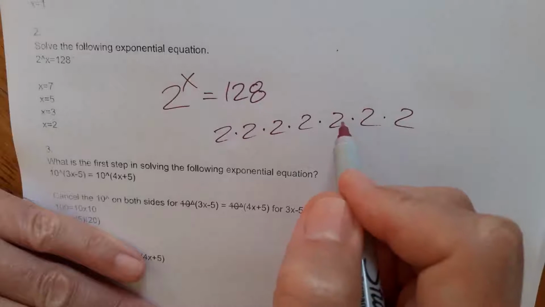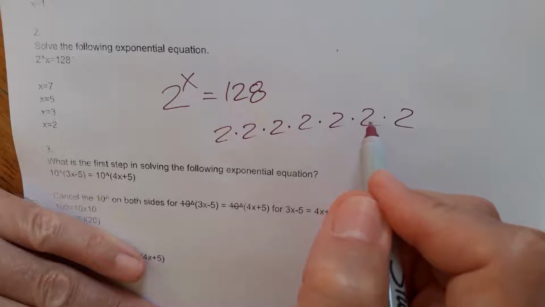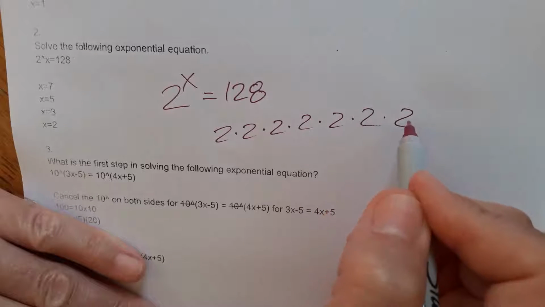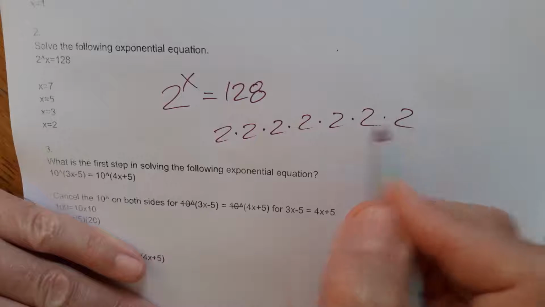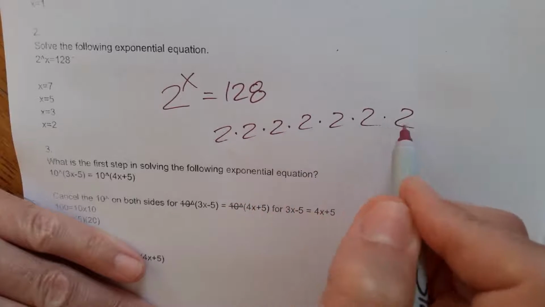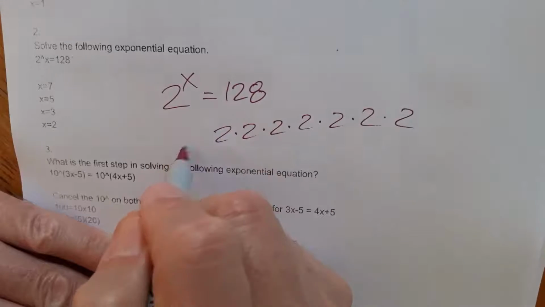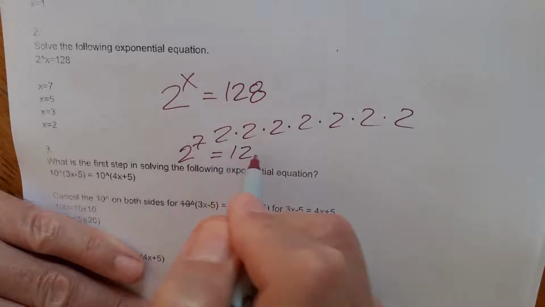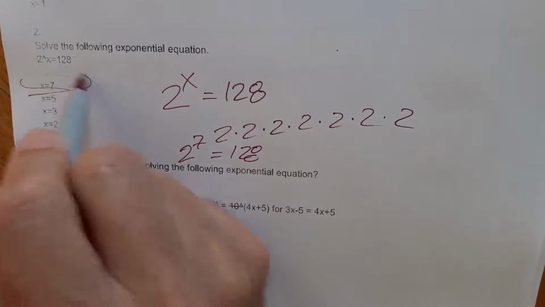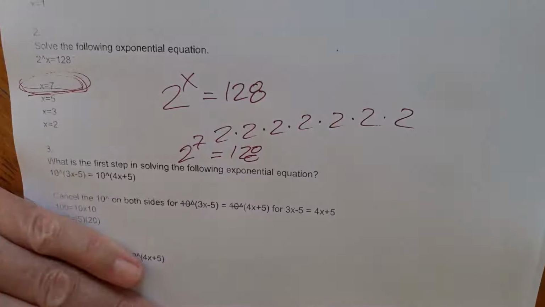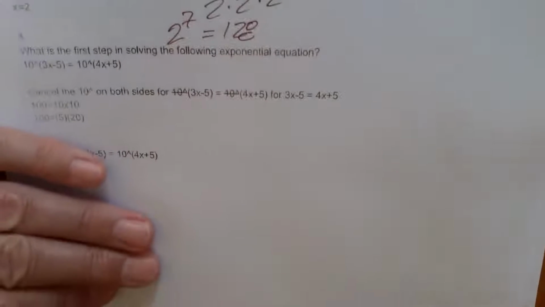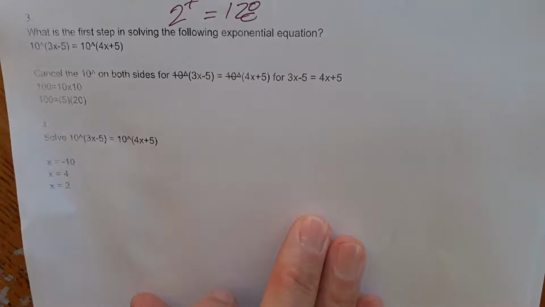16 times 2 is 36. 36 times 2 is 72. And 72 times 2 is 128. So 1, 2, 3, 4, 5, 6, 7. If x were 7 and we had 2 to the 7th power, that would equal 128. So what is x in this case? Power of 7, right? Or x equals 7 in this case. Okay, so far so good. Let's move to another step.